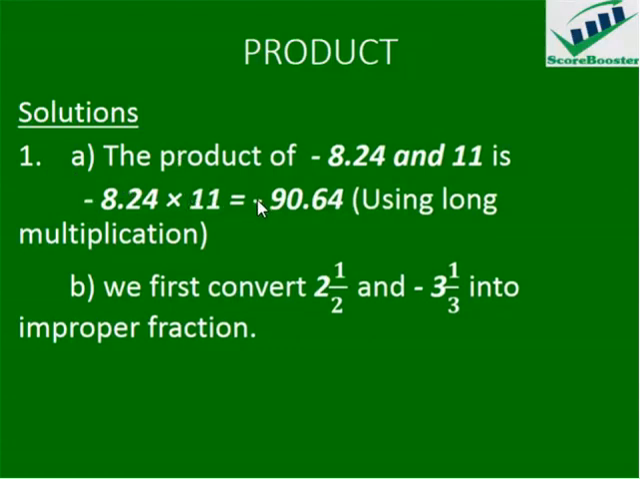And that is what we have here. 8.24 multiplied by 11 will give what? 90.64. It's either you use your long multiplication or you use your calculator. That is why I said using long multiplication.